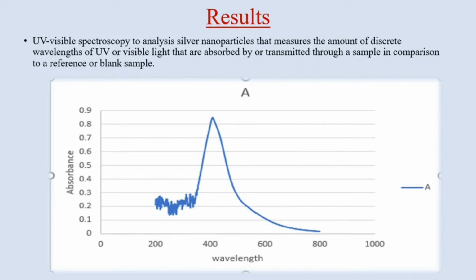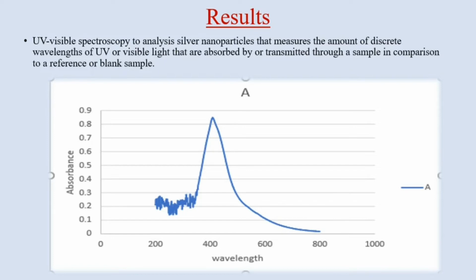Results: UV visible spectroscopy helps us to analyze silver nanoparticles by measuring the amount of discrete wavelengths of UV or visible light that are absorbed by or transmitted through a sample in comparison to a reference or a blank sample. If you can see in this image, silver nanoparticles gave a peak between 400 and 450.